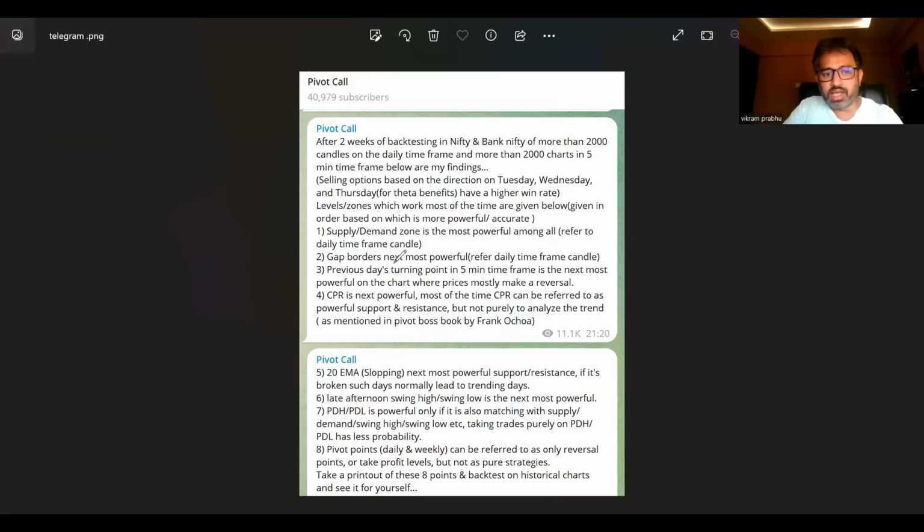Okay, remember all these are not magic points that work 100% of the time. It's a high probability, not something like magic that works every time. The third one is previous day turning point in the 5 minutes time frame, most powerful when price mostly makes a reversal. Okay, not all the time it makes a reversal.